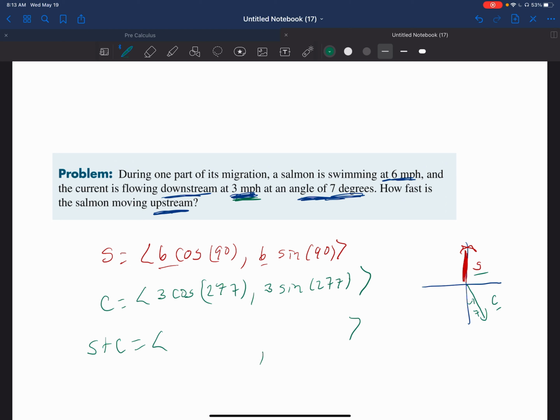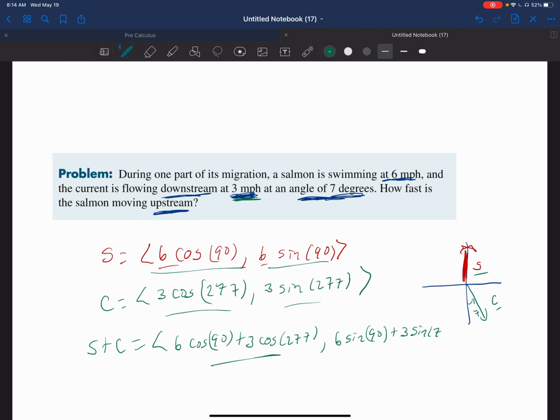So in this case, the new vector will be 6 cosine of 90 plus 3 cosine of 277. I'm just going to erase this real quick. Give me a little bit more space. So again, 6 cosine of 90 plus 3 cosine of 277. Again, all I did was add my two a's to get a new a, and add my two b's to get my new b. 6 sine of 90 plus 3 sine of 277.